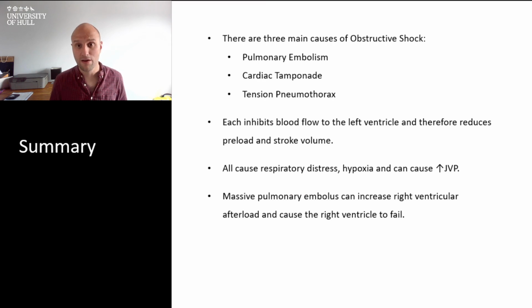So in summary, there are three main causes of obstructive shock. They're pulmonary embolism, cardiac tamponade, and tension pneumothorax. Each of these inhibit the flow of blood to the left ventricle and therefore reduce preload and stroke volume. They all cause respiratory distress and hypoxia and can cause an elevation of the jugular venous pulse, so this distended neck veins that we talked about. A massive pulmonary embolism can increase the right ventricular afterload, so the pressure that it must overcome to eject blood into the pulmonary arteries, and cause the right side of the heart to fail.